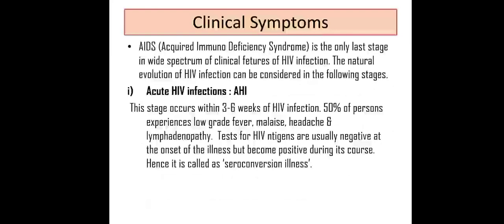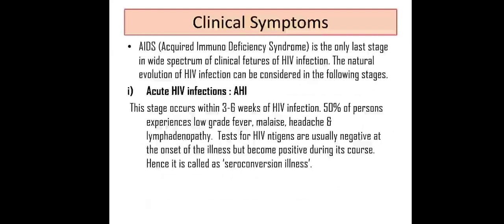Now the clinical symptoms. AIDS, the acquired immunodeficiency syndrome, is only the last stage in the wide spectrum of clinical features of HIV infection. The natural evolution of HIV infection can be considered in 5 different stages, and the last stage, the fifth, is AIDS. The first stage is acute HIV infection, AHI. This stage occurs within 3 to 6 weeks of the HIV infection.